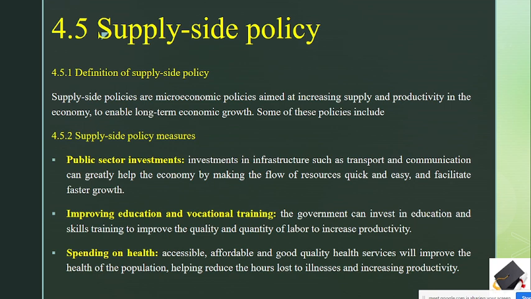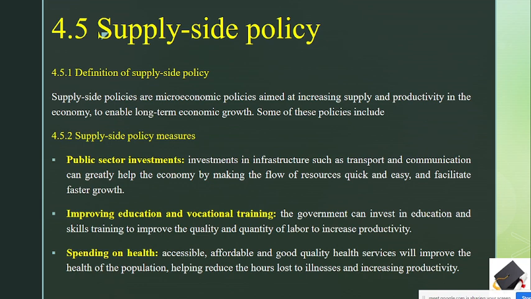Now, the other topic is supply side policy. What do you mean by supply side policy? Supply side policies are the micro policies aimed at increasing supply and productivity in the economy. Monetary policy, what was the monetary policy? Just to control the money supply. And supply side policy aims to increase the supply and the productivity in the economy.